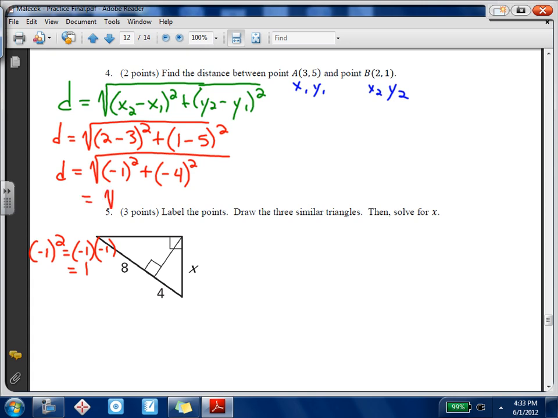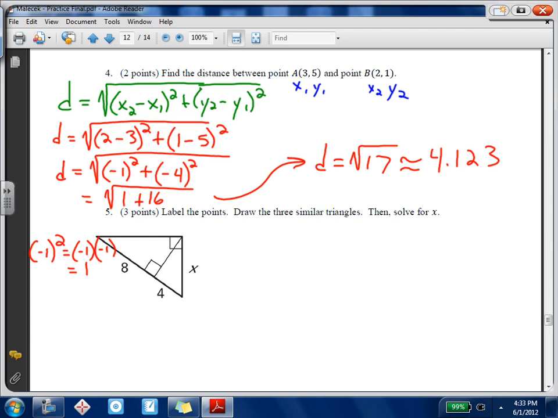So the distance is equal to 1 plus negative 4 squared, which is 16. So 1 plus 16. So D is equal to the square root of 17. Now if you have a calculator, you can plug it in to get your decimal version, although it's not necessary to do so. Square root of 17 is approximately 4.123.